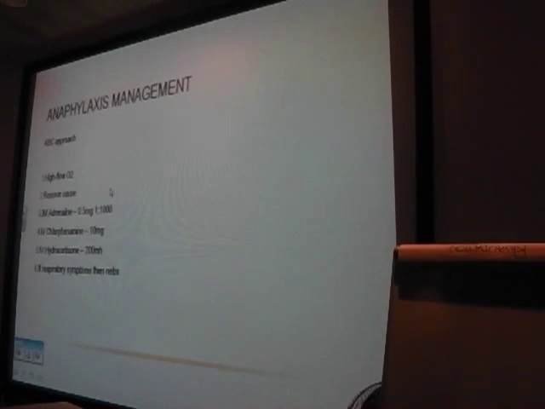Okay. So we've touched on all of these, which is you do your high flow oxygen, you remove the cause, you give your 0.5 milligrams of 1 in 1,000. You give 10 milligrams of IV chlorphenamine, 200 milligrams of IV hydrocortisone, and if they have respiratory symptoms, then you would give them nebulizers. Okay? So this is something that comes up quite commonly in OSCEs.